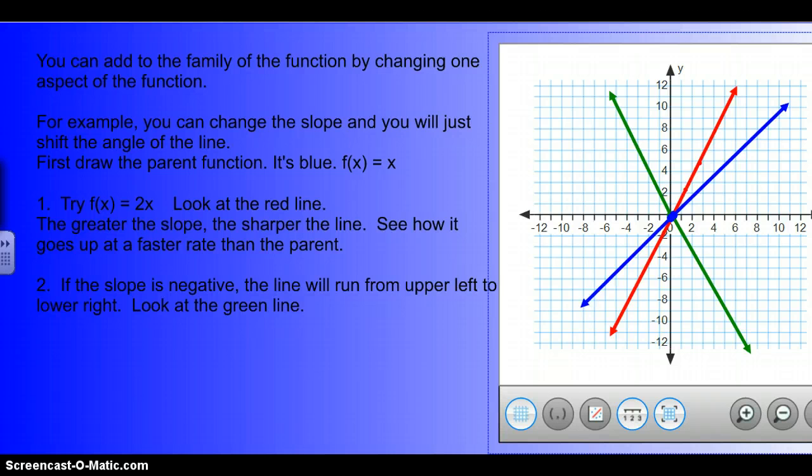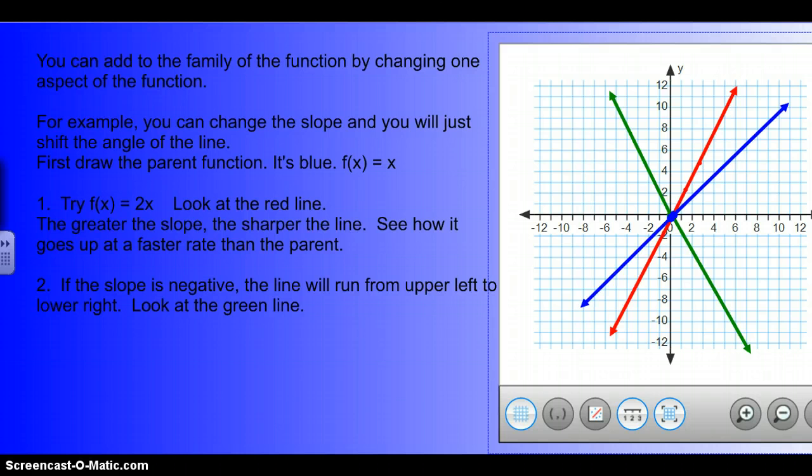Let's change the slope. You know, in the parent, the slope is 1. But what if I change the slope to 2? Okay? Look at the red line for f(x) = 2x. The greater the slope, the sharper the line. So what it does is it shifts the line to the left. It makes it more upward or sharper when you draw it.